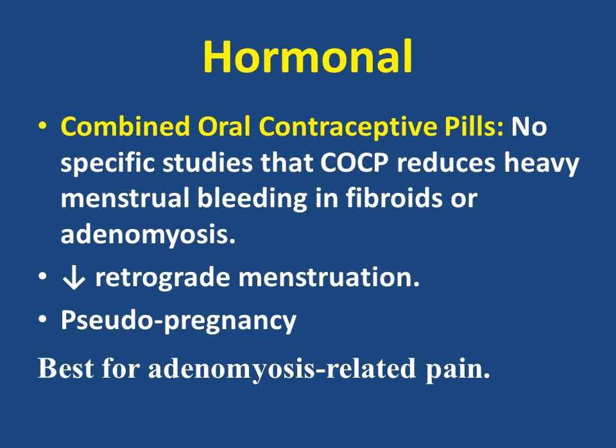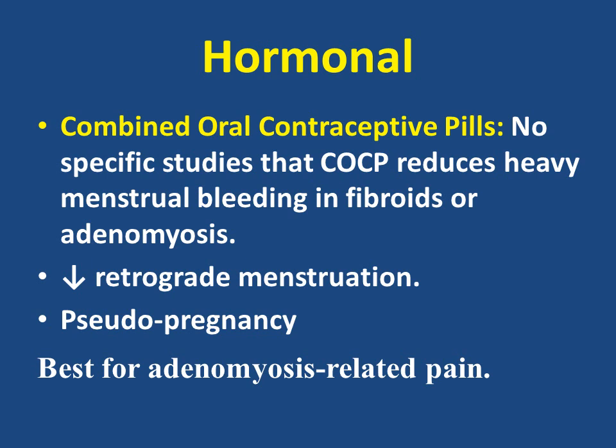We can give the patient hormonal treatment. The famous hormonal treatment is combined oral contraceptive pills. The COCs are very effective for relief of pain related to adenomyosis, but they are not well settled as a line of treatment of heavy menstruation with fibroid or with adenomyosis.